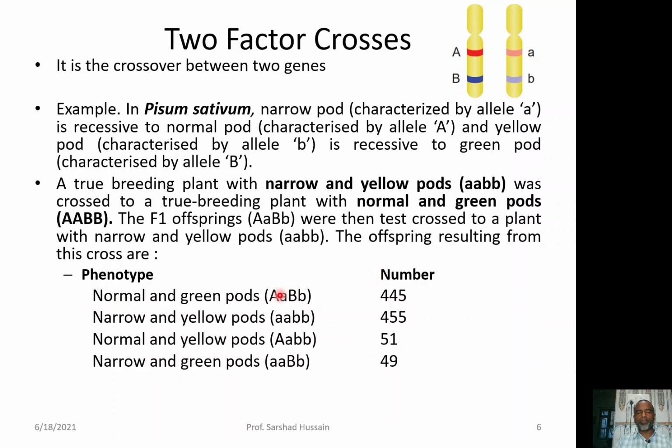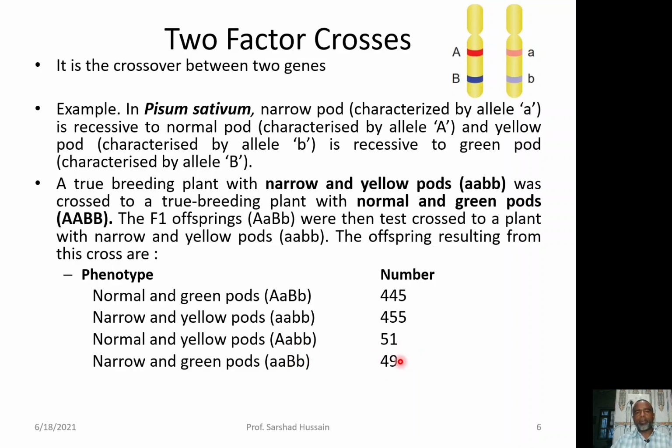in the F2 generation, that is normal and green pod were 445, narrow and yellow pod were 455. Only two new small recombinant classes were present, in which the normal has gone with the yellow and the narrow has gone with the green. So, normal and yellow pod, that is capital A, small b, 51 individuals only, and narrow and green pod, small a, capital B, 49 individuals only.